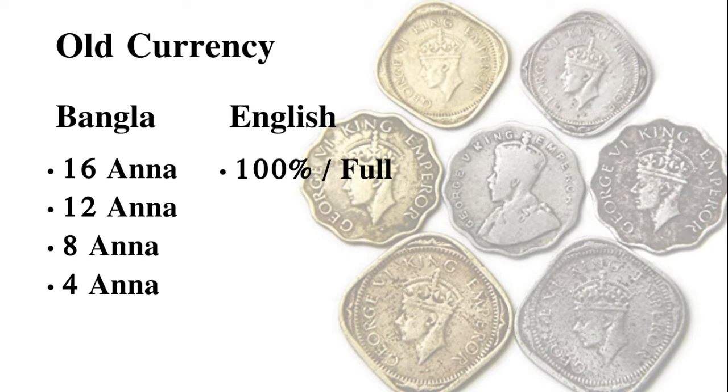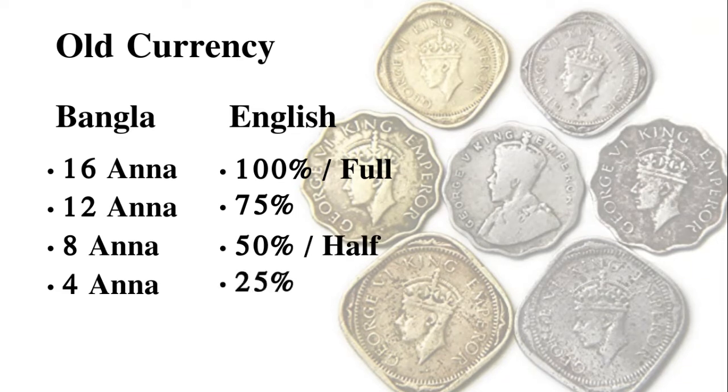Similarly, with 12 annas, baro anna, it means 75%. 8 annas or 8 anna is 50% or half. 4 annas or 4 anna is 25%.